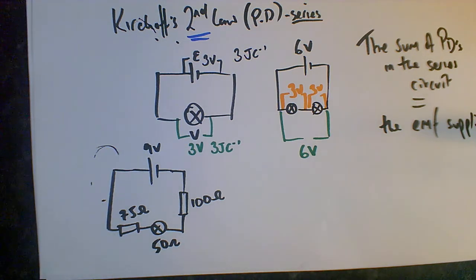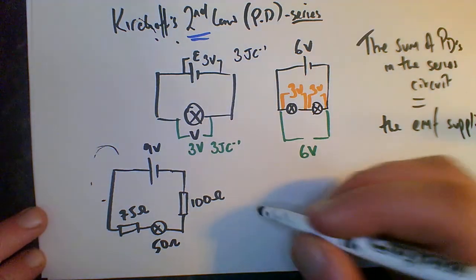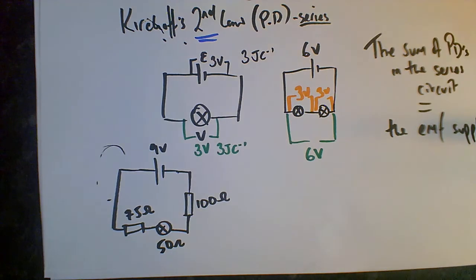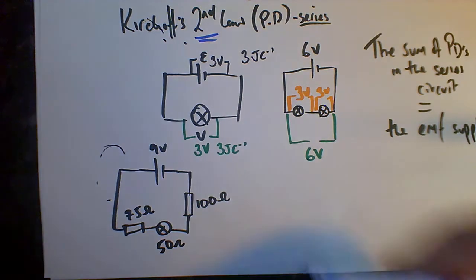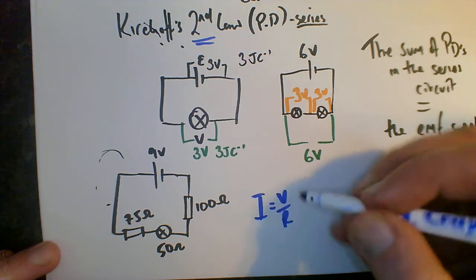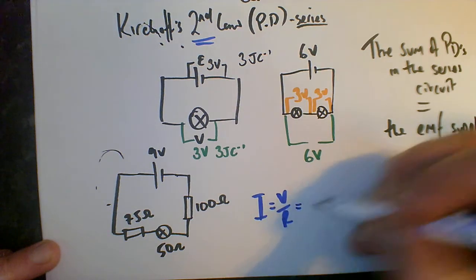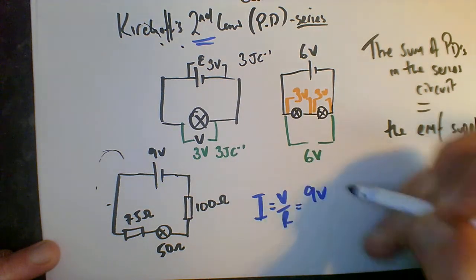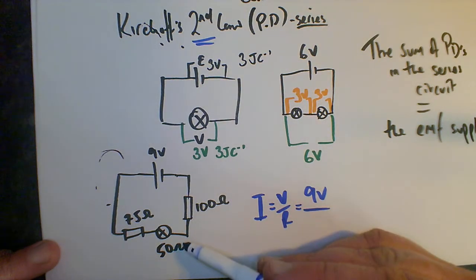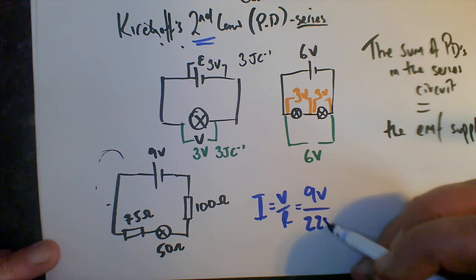How could I find out the total current going through the circuit then? So we know from Ohm's law that I equals V over R, and this would be the total supply voltage, and this would be the total resistance. So we've got 9 volts here over the total resistance, which is 225 ohms.